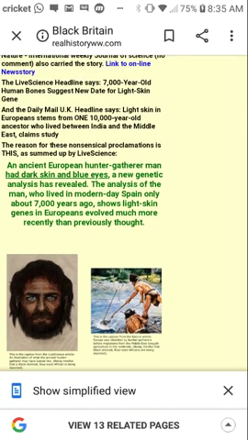An ancient European hunter-gatherer man had dark skin and blue eyes. A new genetic analysis has revealed the analysis of the man who lived in modern-day Spain only about 7,000 years ago show light-skinned genes in Europeans evolved much more recently than previously thought. Which is nonsense, guys, because the light skin comes from black skin through a mutation in the mechanism that produces black skin. That's called a gene. Some of these genes associated with these mutations are called the SLC45A2 or the SLC24A5. Okay, they did not originate in Europe. They invaded the original diverse black cultures of Europe.